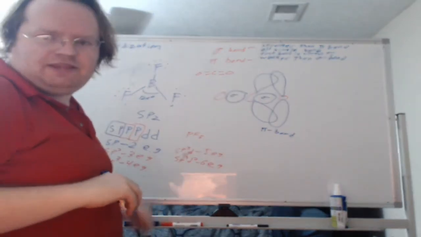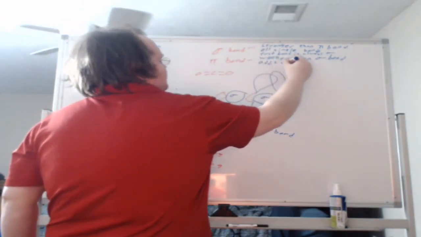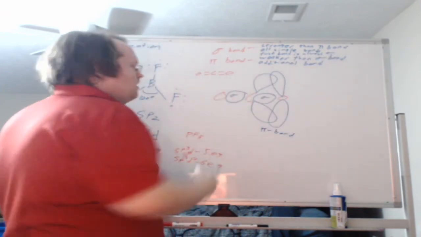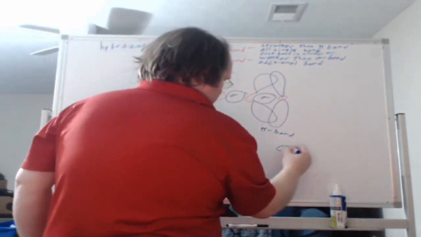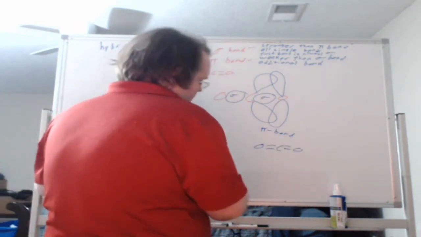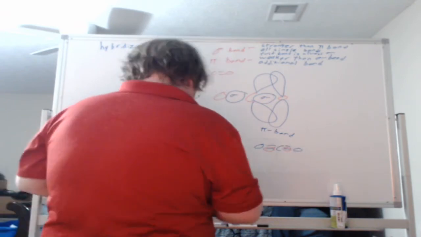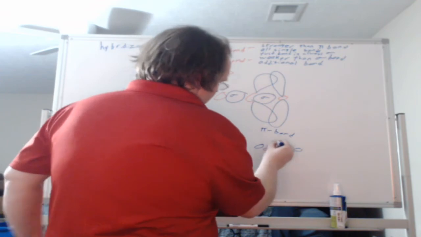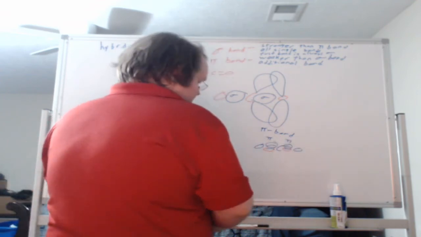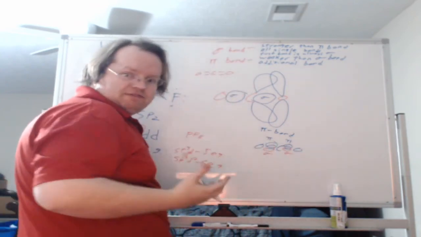Pi bonds, on the other hand, will be additional bonds. So anytime you've got a double or triple bond, after the first bond, all the rest of them are pi bonds. So for example, in CO2 that we just drew earlier, what you could say is, we'll circle a different color, the first one is a sigma bond, and the other two are pi bonds. So this molecule would have 2 sigma and 2 pi bonds.